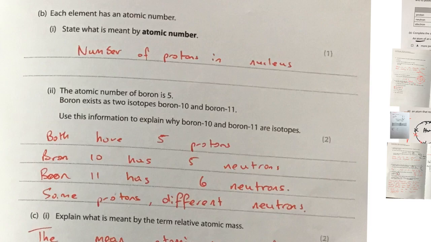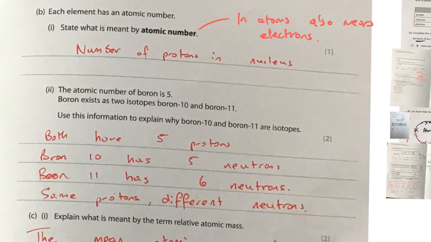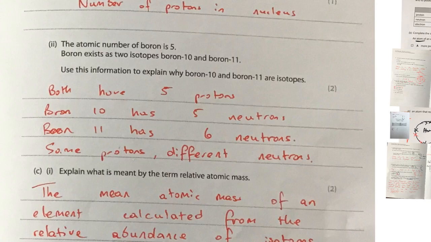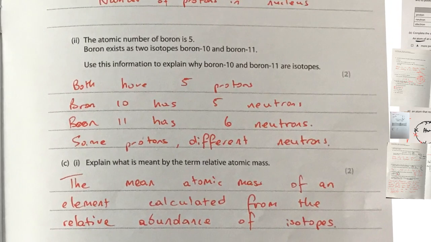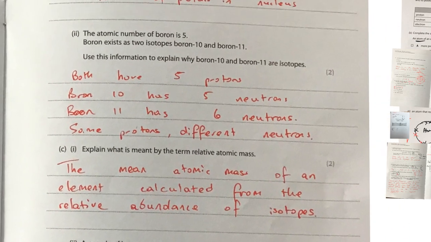Say what's meant by atomic number. Number of protons in the nucleus. Bit of an extension. In atoms it also means electrons because they are equal. So the atomic number of boron is 5, and boron exists as boron 10 and 11. Why are they isotopes? Well, both have 5 protons. Boron 10 has 5 neutrons, boron 11 has 6 neutrons. So they've got same protons, different neutrons.